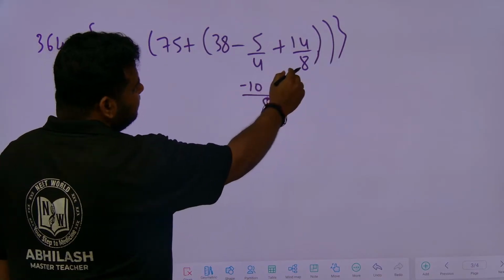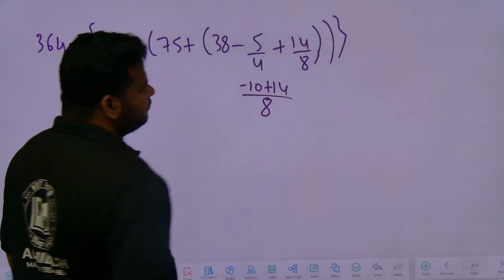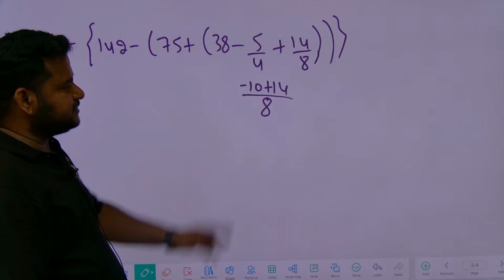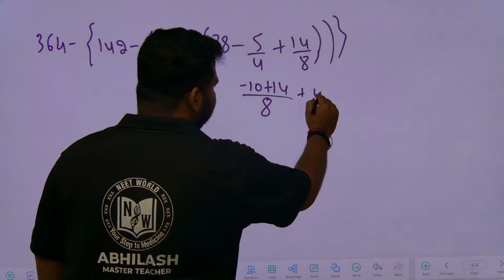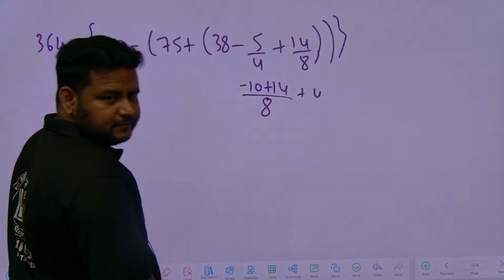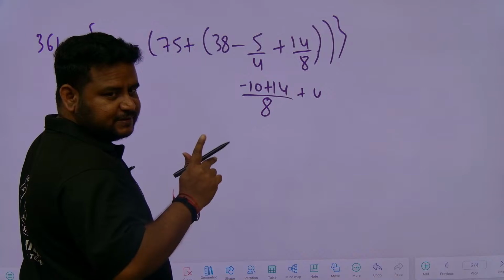Then what do we have? 8 into 1 is 1. So this is plus 14. 14 minus 10 is 4. I'll get minus 4? Think correctly. Plus 14 minus 10. 14 is a bigger number. So I should write what?